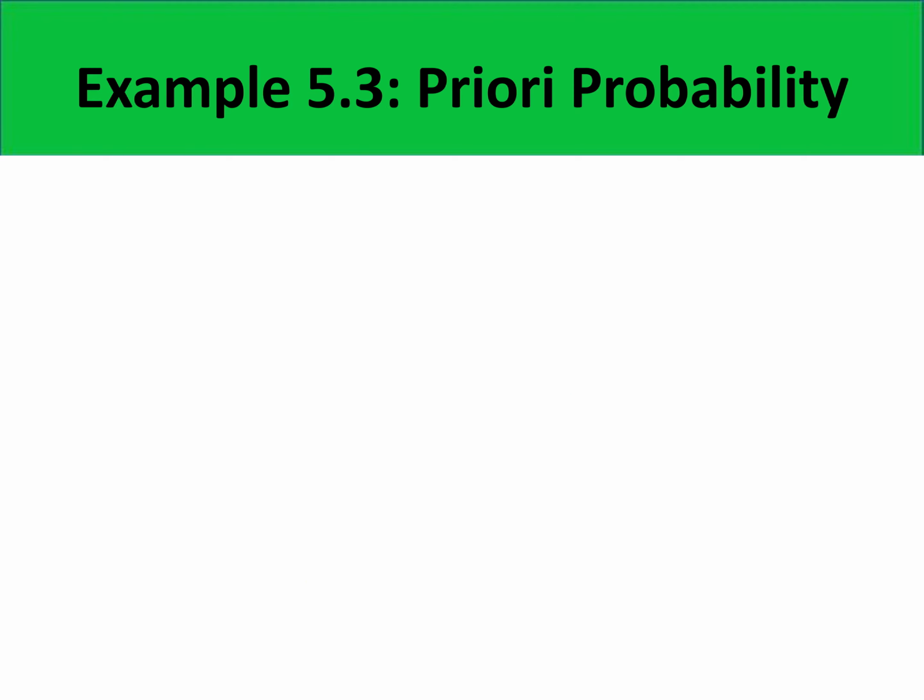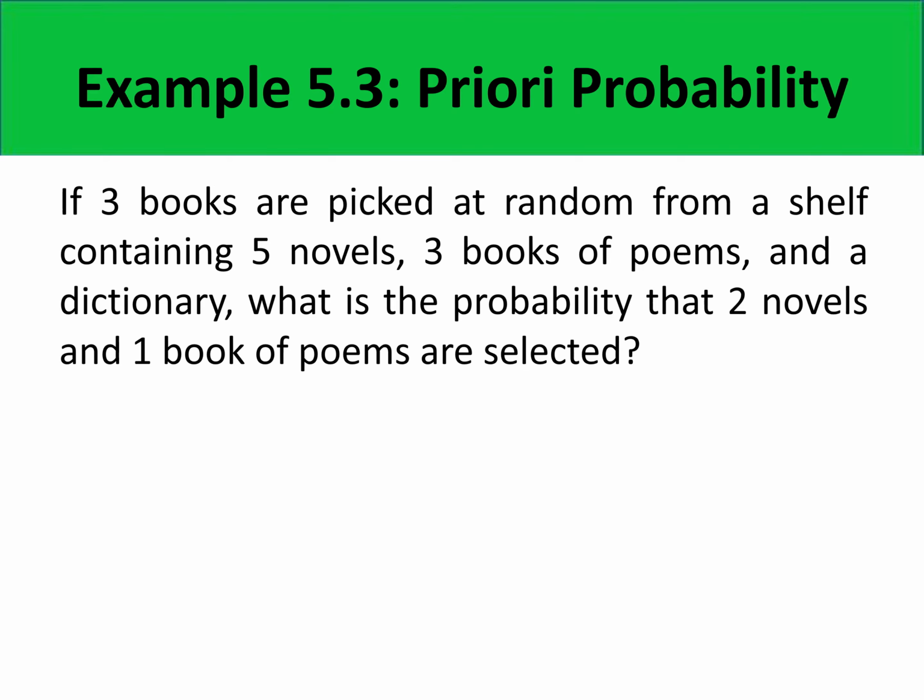Let us have a slightly challenging problem. If three books are picked at random from a shelf containing five novels, three books of poems, and a dictionary, what is the probability that two novels and one book of poems are selected? The experiment here is to select three books from nine books. So our sample space would be the set of all three book combinations. And in this case, the total number of ways of selecting three books from nine books is 9 combination 3.